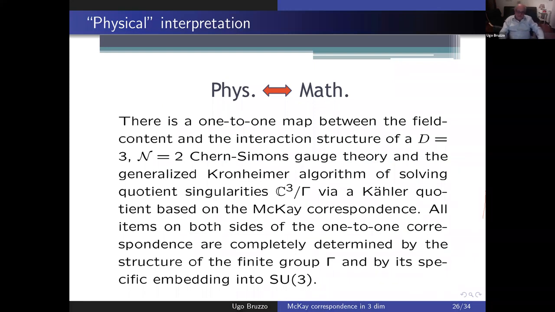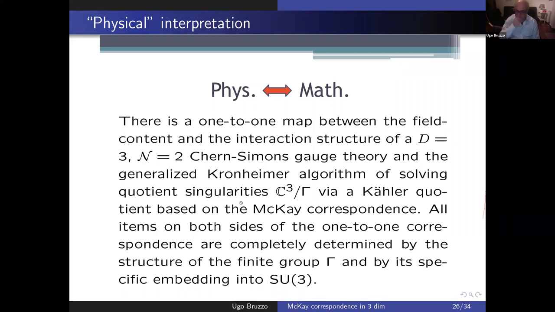So let me spend a moment, I'm not going to deal with the physics really, but I would like to give you the idea that all this has a physical meaning, or at least has a meaning in some theories that are supposed to be physics, let's say. In particular, we have some special class of gauge theories. I don't want to go into it. It's a three-dimensional Chern-Simons gauge theory with two supersymmetries.